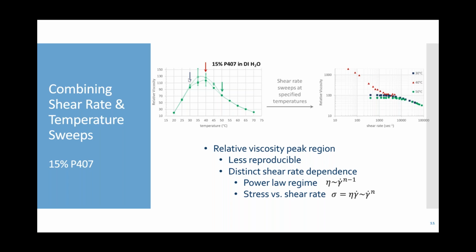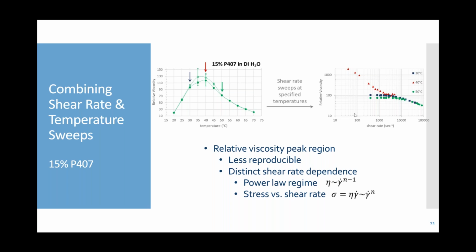If we look at the endpoints here, 30 and 50 degrees C, we can see that we have nice, well-defined low shear plateau viscosities and then the onset of shear thinning. This is very similar to what we were seeing with the lower concentration P407. But now, when we're in this peak zone, close to the maximum at about 40 C, we have a very different type of behavior when it comes to our viscosity as a function of shear rate. Now we start seeing the absence of a very clear low shear plateau viscosity at the earlier shear rates.